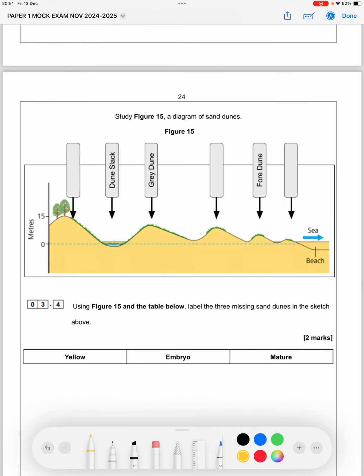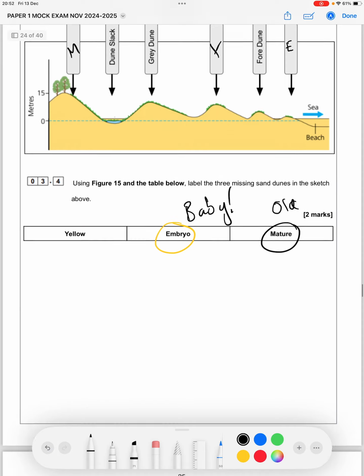Okay, this one here, a bit of revision will help you out. Embryo, think baby, very, very early baby. So embryo would go there. Mature, obviously, if you're mature, you are old. With dunes, the older ones are further back. Okay, so that's the mature, and then that leaves you the yellow in the middle.